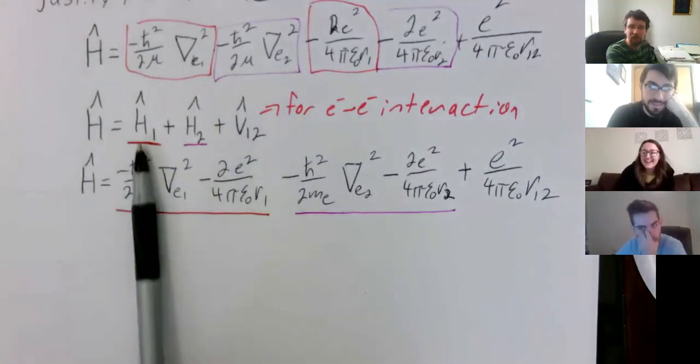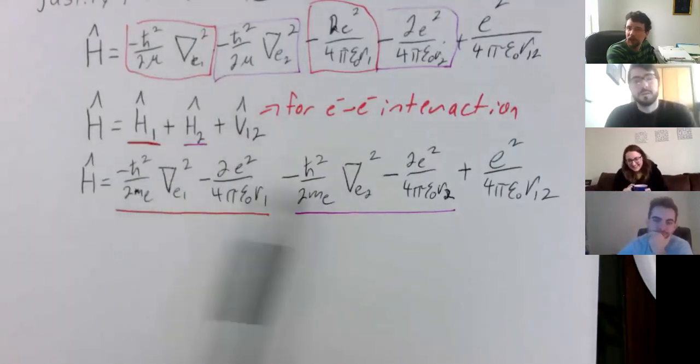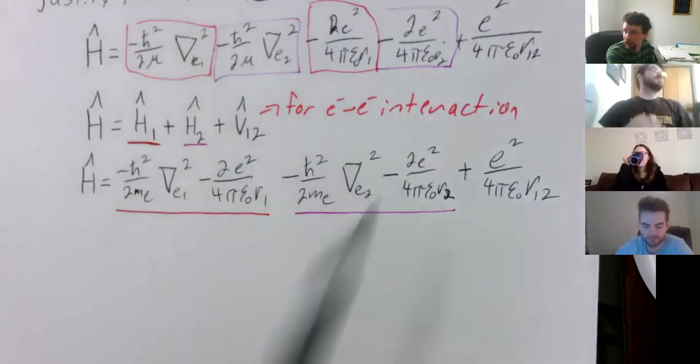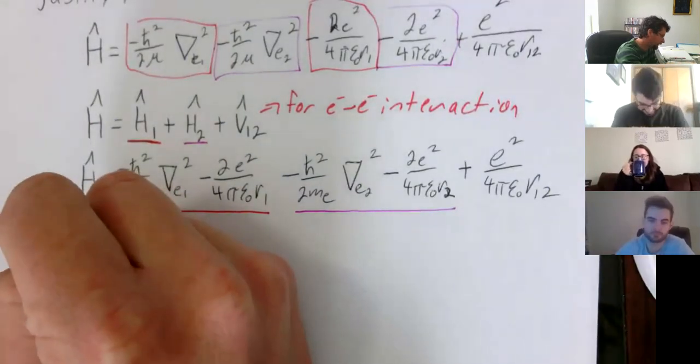Okay. So these Hamiltonians, they're each for each individual electron, right? So the red one is for electron number 1, the purple one's for electron number 2. Okay. So now let's make the orbital approximation.